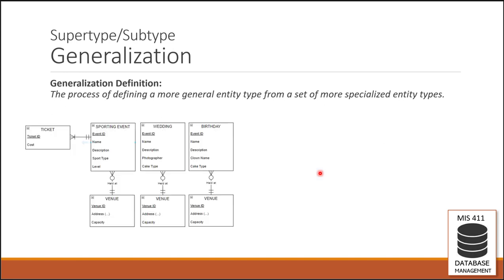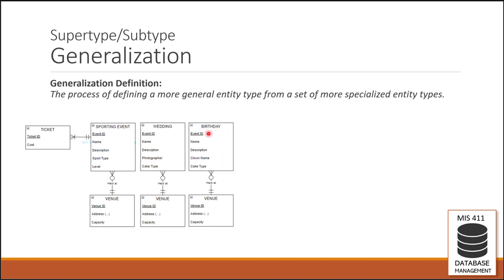And so here's another example, right? So here we're going to use the event example again. And let's say that we started with 3 event types, and again, we're starting not from the sense of we already have a supertype and subtypes, but we just created some new entities. We had a sporting event entity, a wedding entity, and a birthday entity, right? And they're a little bit different, right? Now, all of them have a common relationship to venue. They all happen in a venue, right?